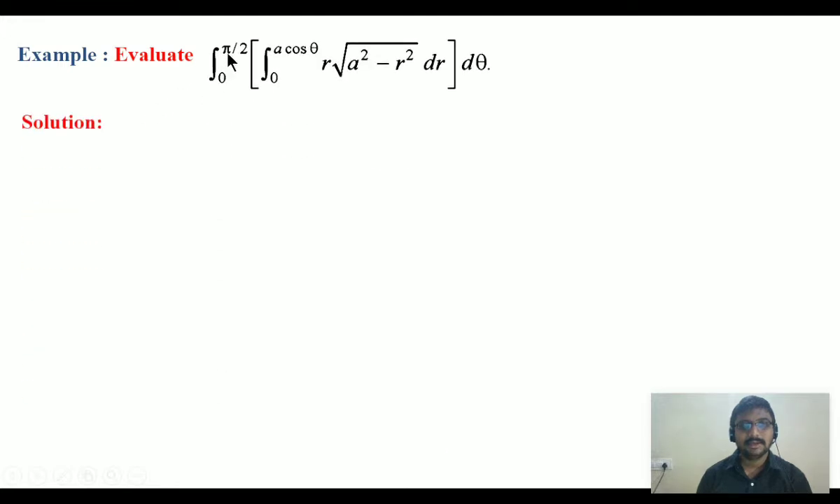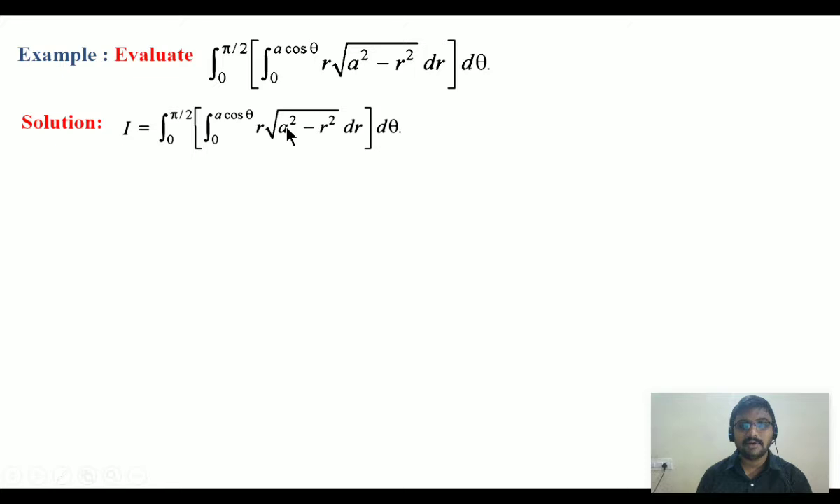Another problem: evaluate the integral from 0 to pi by 2, integral from 0 to a cos theta, root of a square minus r square, dr d theta. Solution: let the given integral be I. Here we have to apply integration first with respect to r and then theta. While integrating with respect to r, we keep theta terms as constant, but in the integrand there is no theta term to keep as constant.